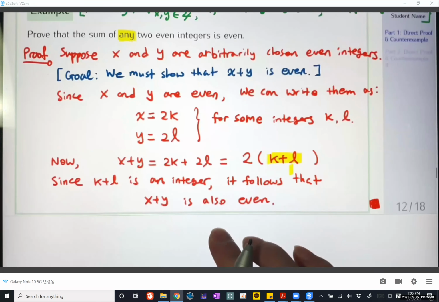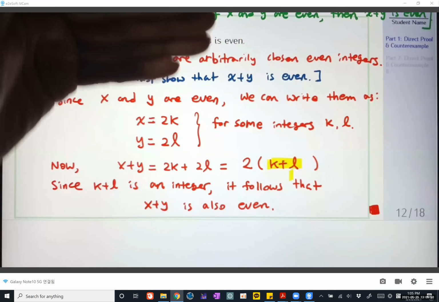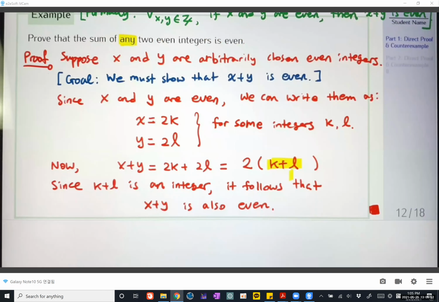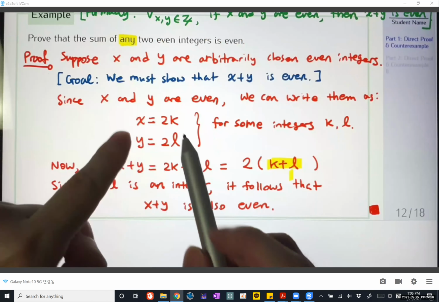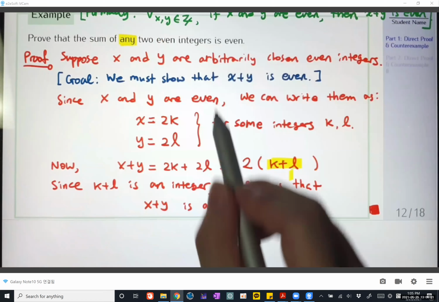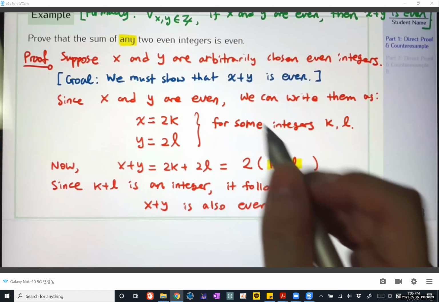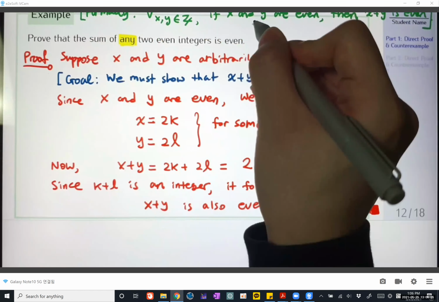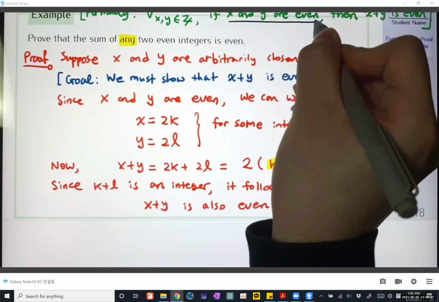I call this pretty easy level because this is the first example. I want to give you an easy example, and then maybe a harder one later. Everyone, this kind of proof is called direct proof. Do you know why it's called direct proof? It's because, look at this. We assume x, y are even.